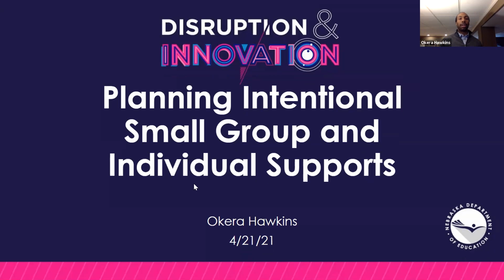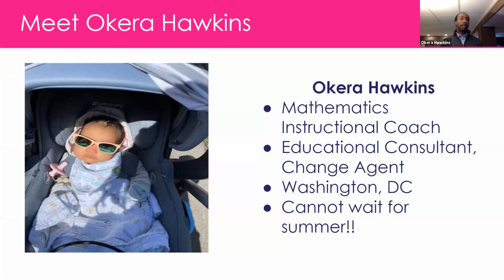This is our final community of practice session where we're focusing in on planning intentional small group and individual supports. The last time we were together, we focused in on whole group and small group acceleration support. So now we're moving up to the next tier when those acceleration supports are not enough to support the needs of our students. What are our next steps? So that's what we're going to focus on today.